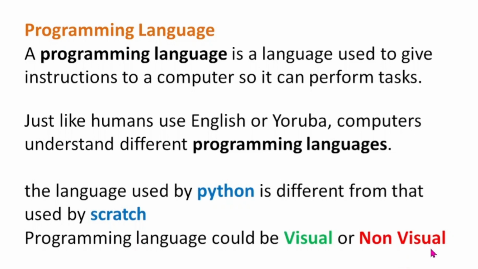A programming language is a language used to give instruction to a computer so it can perform a particular task. Just like the human language English or Yoruba. Let's assume you want to give an instruction to somebody who understands Yoruba only. So you need to learn that Yoruba so that you'll be able to pass that instruction for the person to understand. So also with programs like Python, C++, C Sharp, or even Scratch, you need to understand their language.